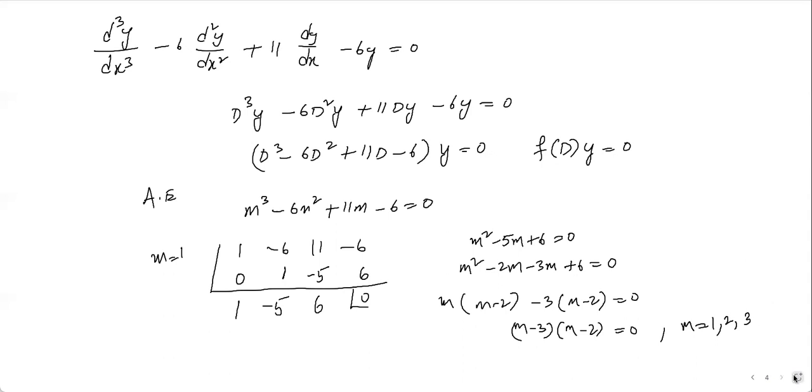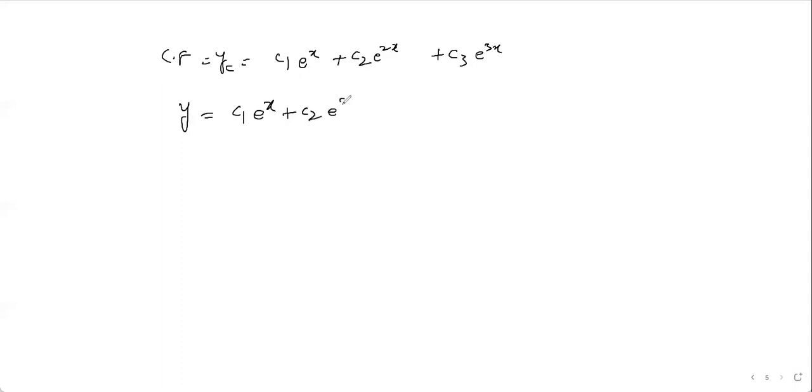And the complementary function yc is equal to c1 e to the power of x, c2 e to the power of 2x, and c3 e to the power of 3x. And the corresponding general solution is y is equal to c1 e to the power of x, c2 e to the power of 2x, and c3 e to the power of 3x.